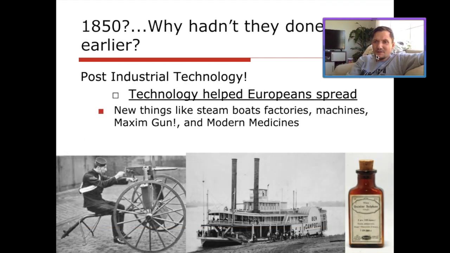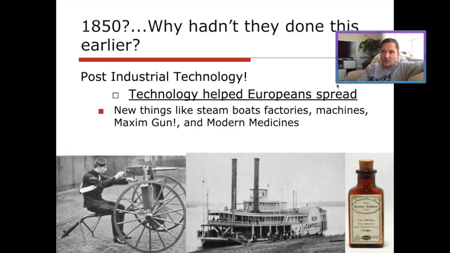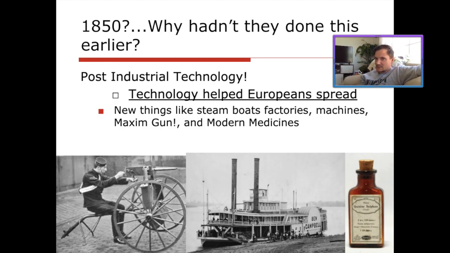Now, why, though, did it take so long? Why did it have to wait until 1850? Why did the Europeans not imperialize other places sooner? How come, when the siren song of colonialism starts around 1790, they didn't start imperializing them? Why did it take them 60 extra years? Well, a lot of it has to do going back to that Industrial Revolution, right?